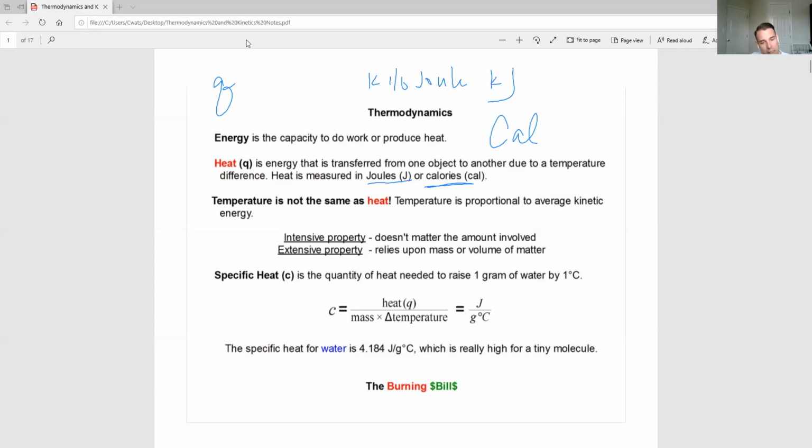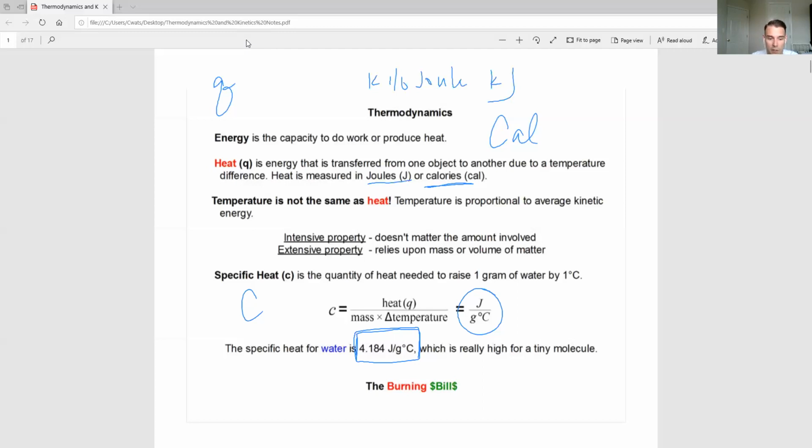So we've got specific heat, the quantity of heat needed to raise 1 gram of water by 1 degree Celsius. Specific heat is going to be a capital C, and it's heat over mass times the change in temperature. Our units are almost always going to be joules over grams degrees Celsius. You'll notice that the specific heat for water is 4.184. This is a very important number, and it's going to be used a lot in this unit. You don't have to memorize it, but you'll use it so much that you'll end up remembering it. It's very high for a small molecule.